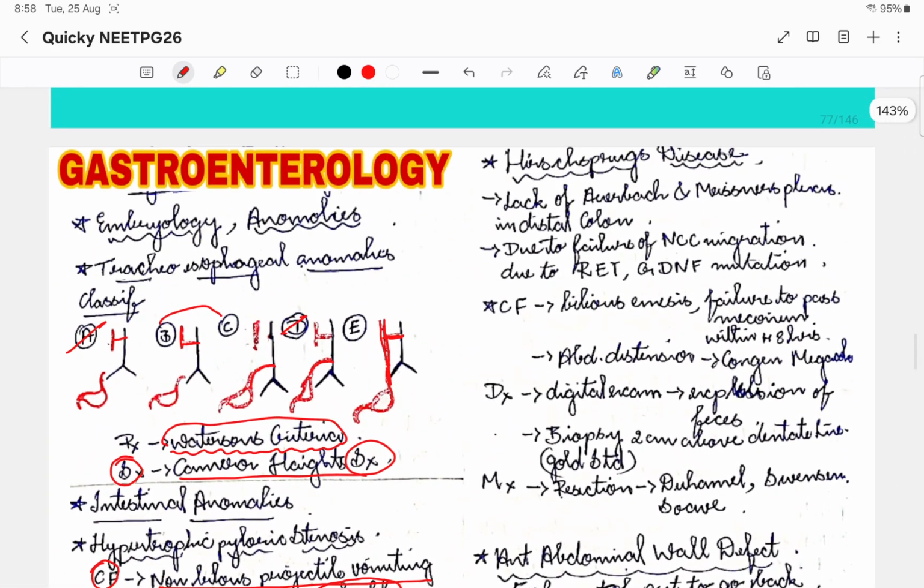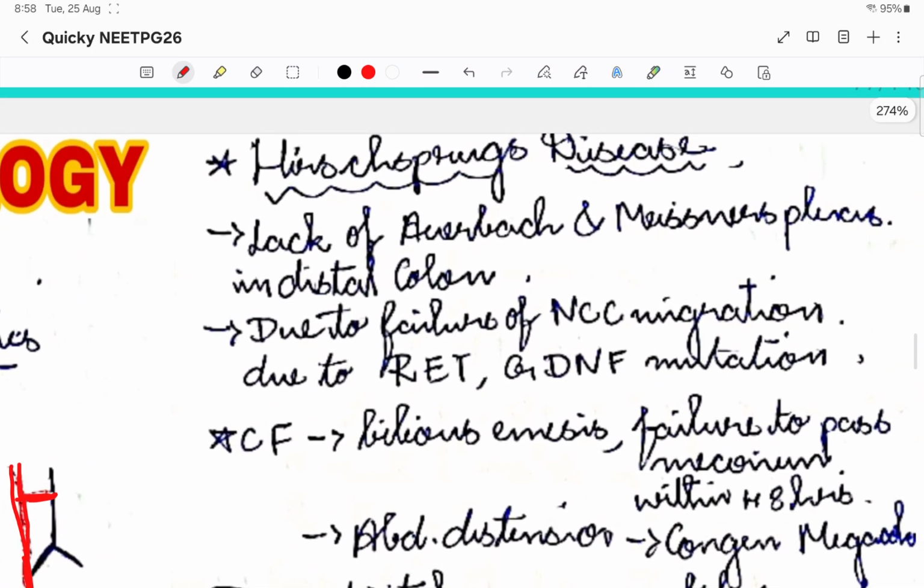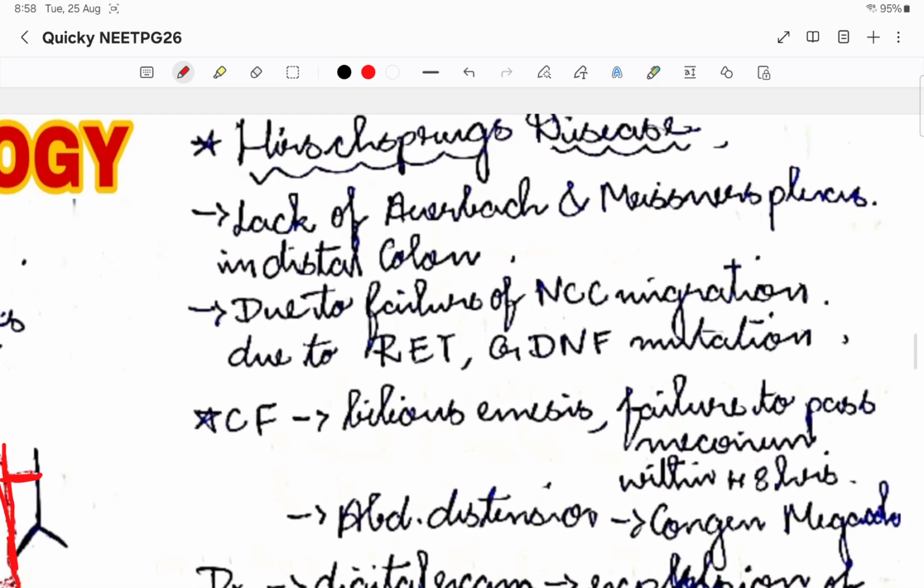Moving on to Hirschsprung disease. These are all the congenital anomalies of the gastrointestinal tract that we are discussing. In Hirschsprung's disease, there is a lack of Auerbach's plexus and Meissner's plexus, which are the nerve supply of the gastrointestinal tract. If this plexus is lost, most commonly in the distal colon, Hirschsprung disease will happen. Basically, there is no motility within the intestine, so all the stool will get collected in the intestine itself.